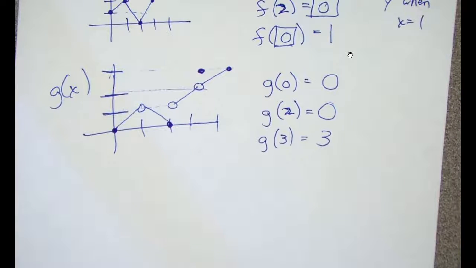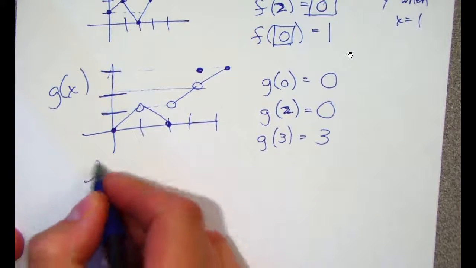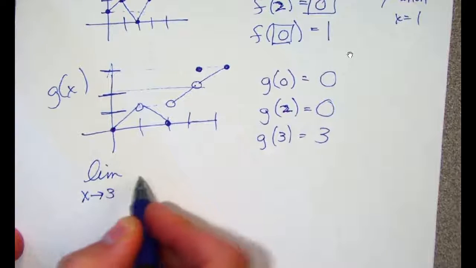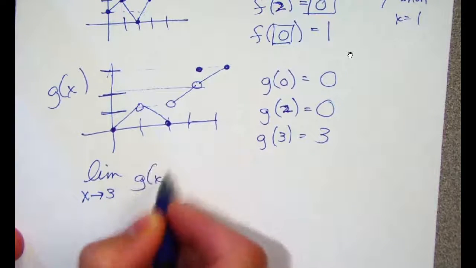But now limits are different. When I'm looking at a limit, I don't care what the y value is. In theory, I'm not even supposed to know what the y value is. I just want to know what it looks like the y value is going to be. So, the easiest example on this graph is if I said, what's the limit as x approaches 3 of g of x?